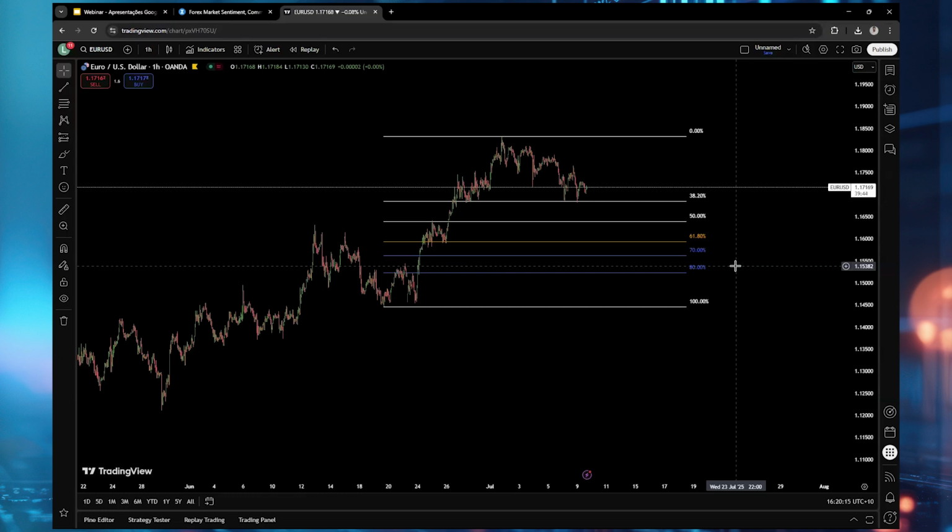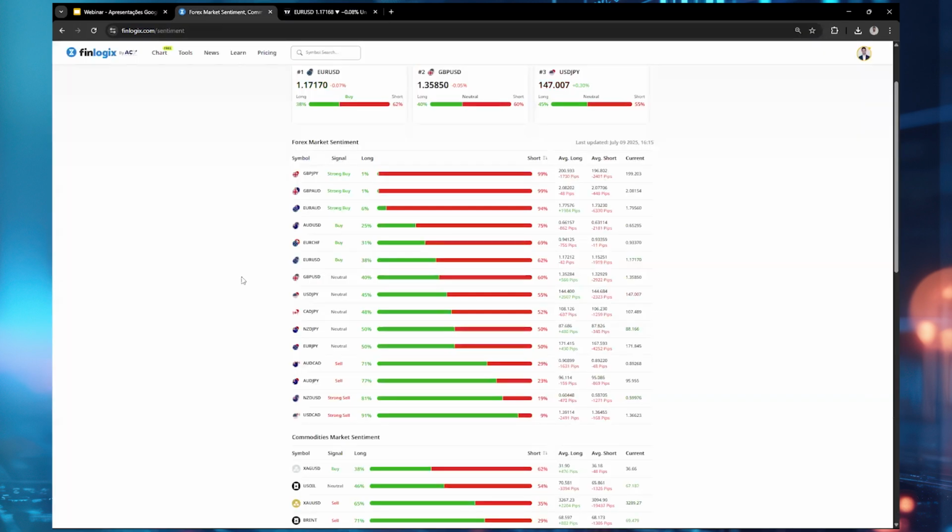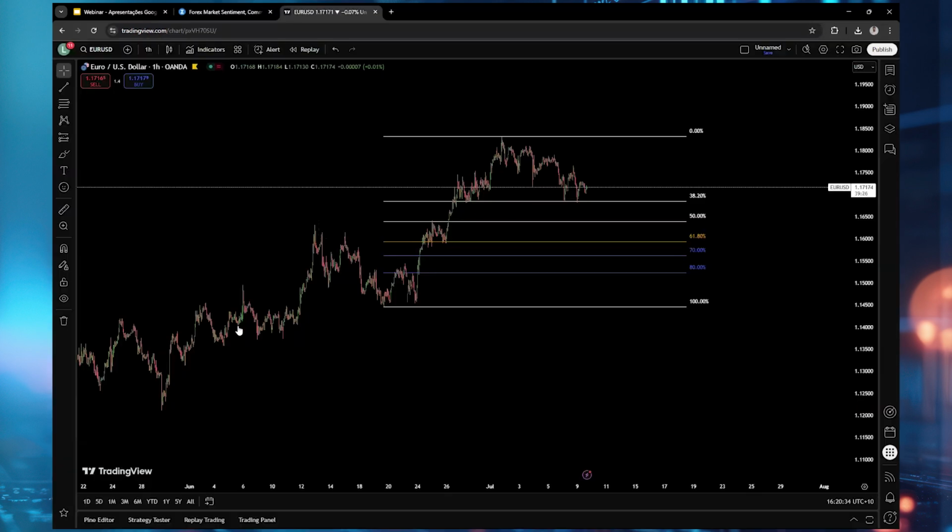It's literally that simple. It didn't even take me 5 minutes to find this setup. I looked here into the sentiment tool. I saw that euro dollar is a major pair. I saw that it's only 38% long, so the minority is long. So I will be looking to do what the minority is doing. So long.